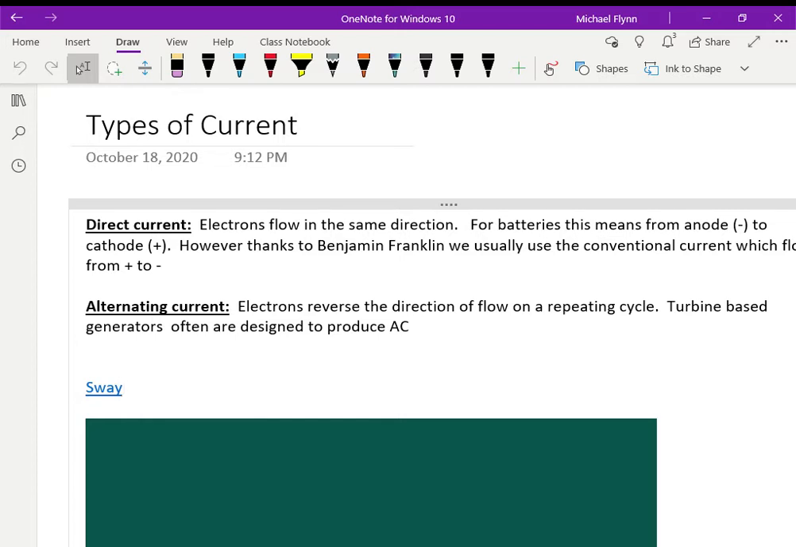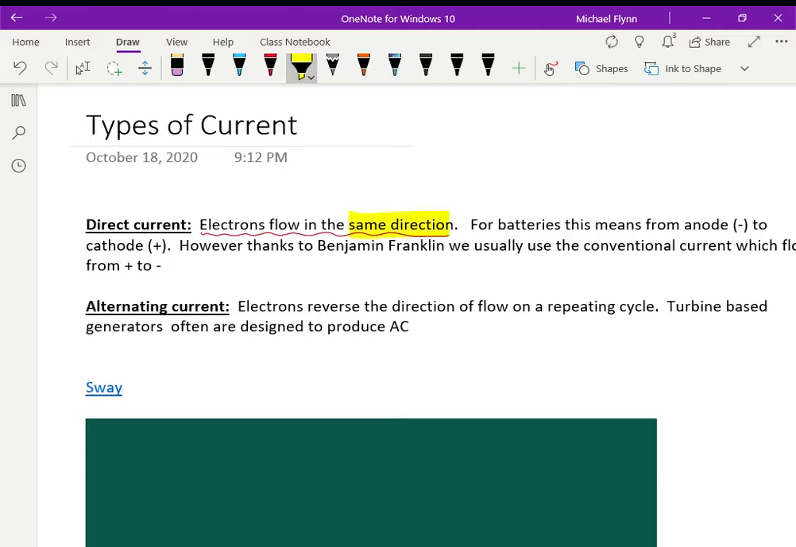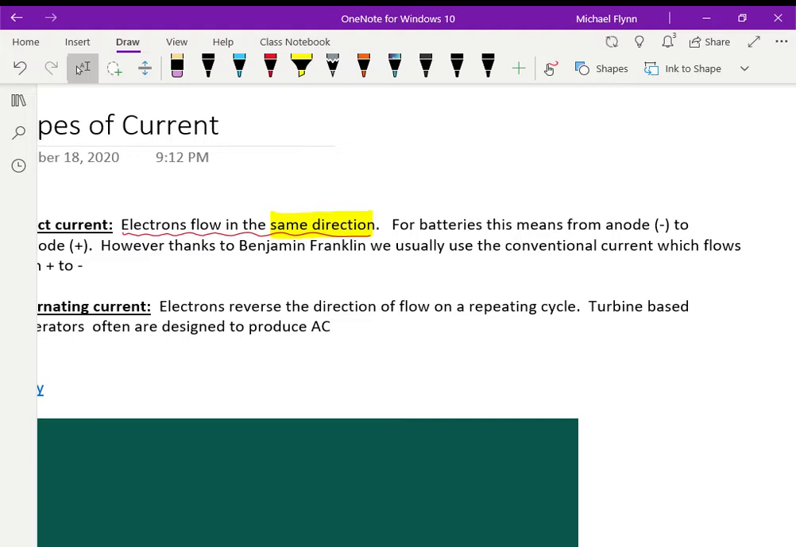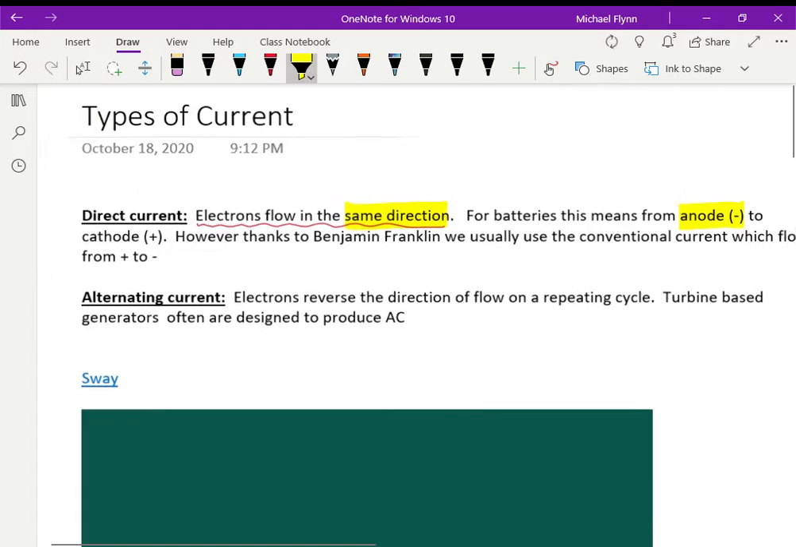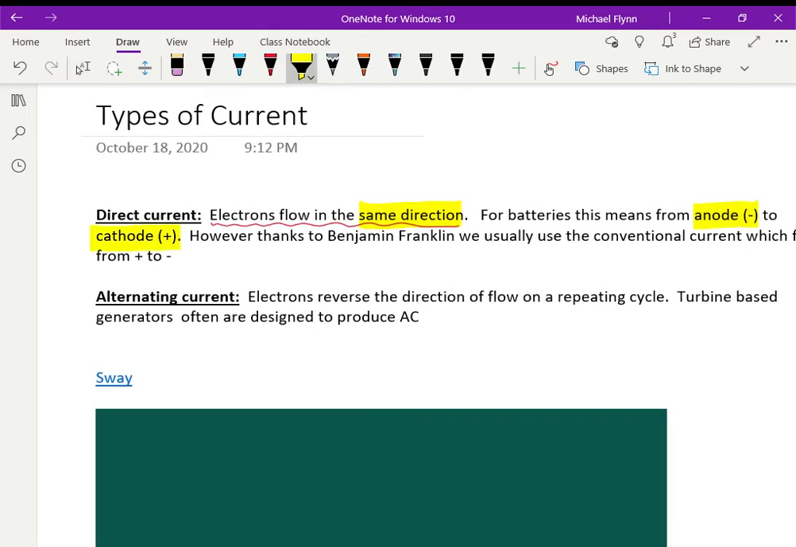The deal with direct current is that electrons flow in the same direction all the time. That's the key thing. For batteries, this means from the negative terminal, the anode, to the cathode, which is the positive terminal. And that's how electrons flow, but it's always in the same direction.